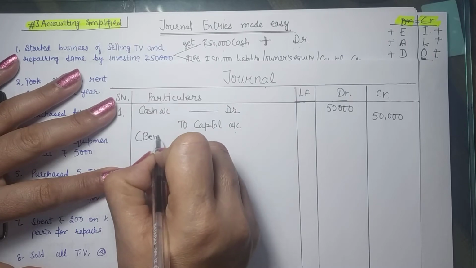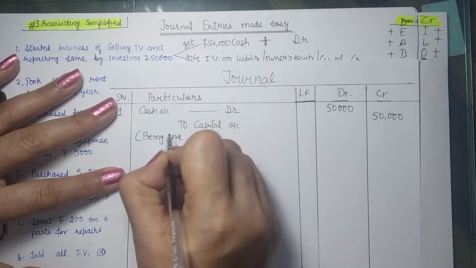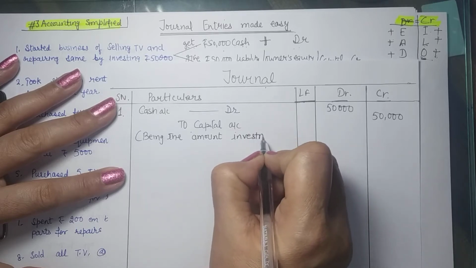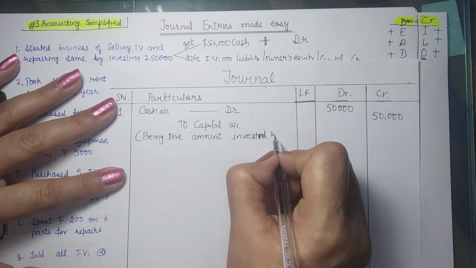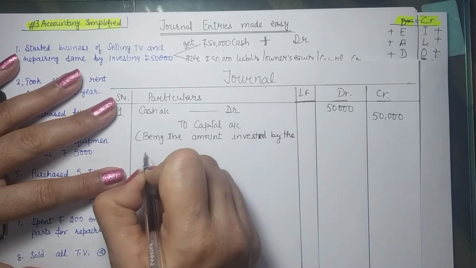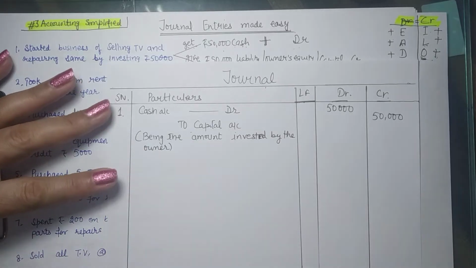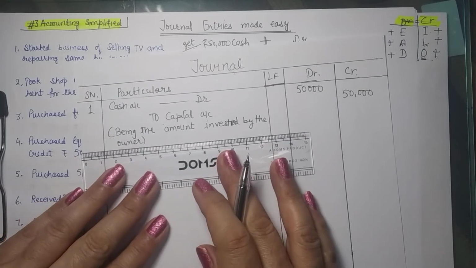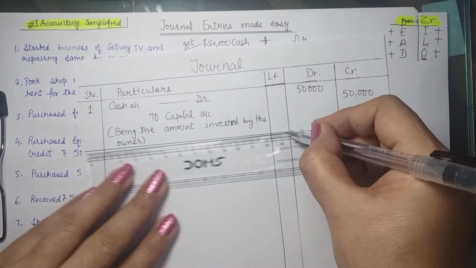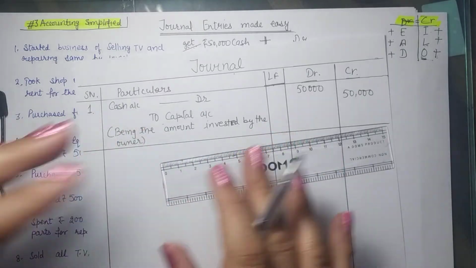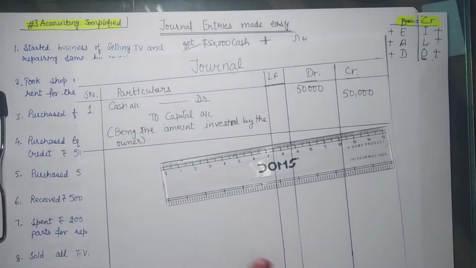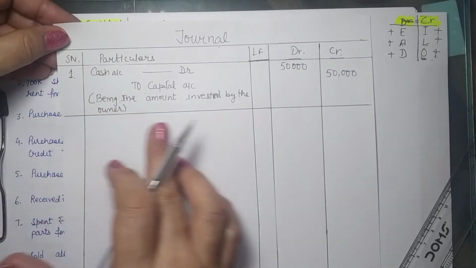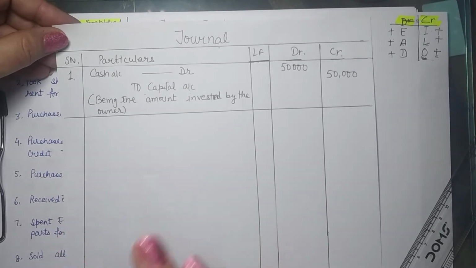So give the narration. So what is this? This is the amount, being the amount invested by the owner or the businessman. So we need to give the narration in detail form, so that whenever we want to know what has happened, we can get an idea, because now we don't have any transaction here. Okay, so this is our journal book. We don't have any transaction here. We need to know the transaction through this only. So narration should be given in full detail.